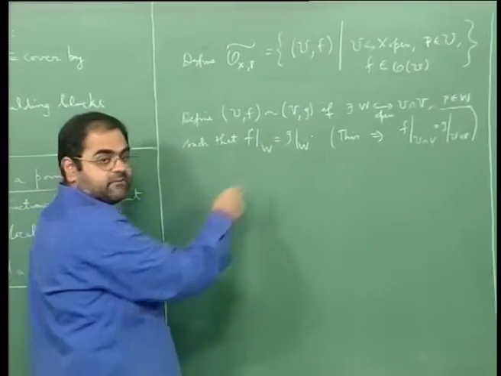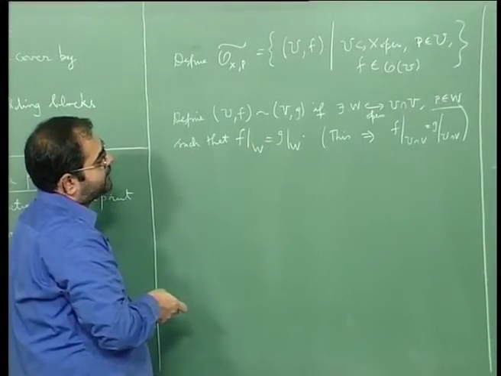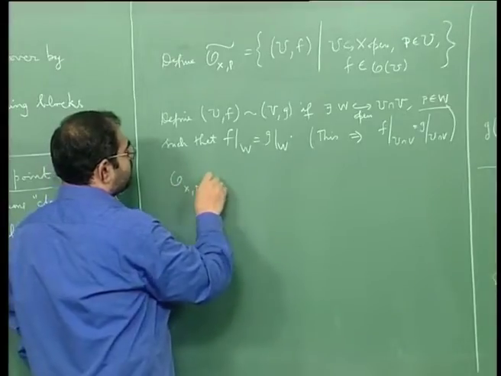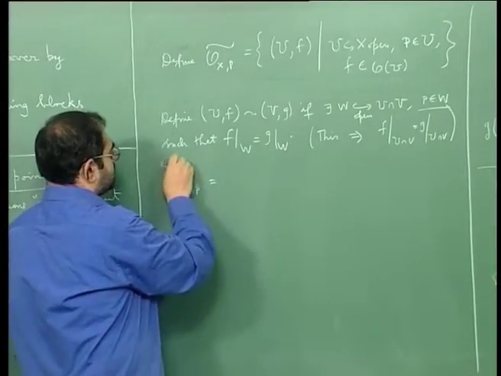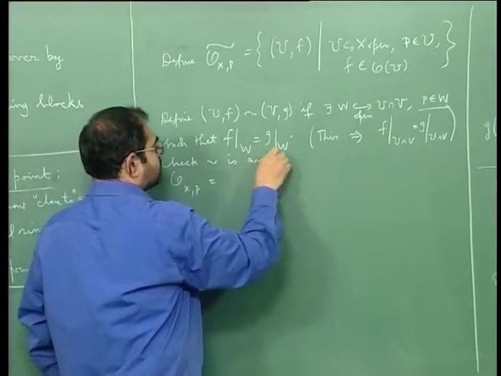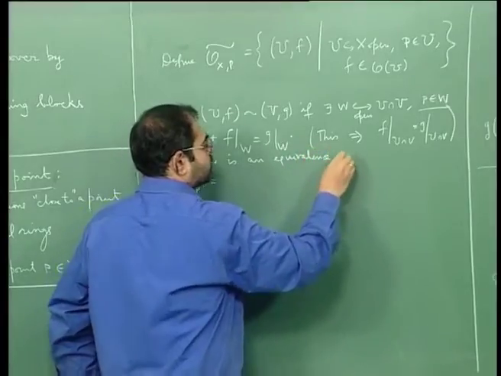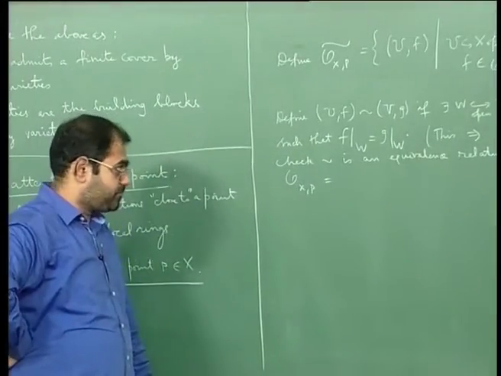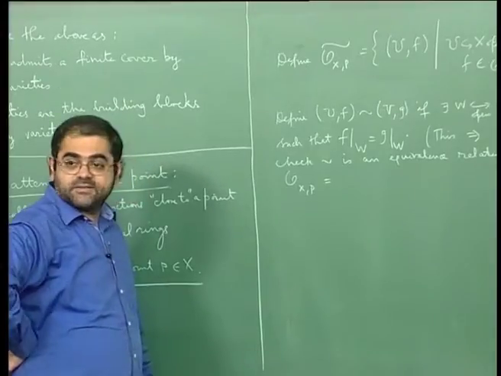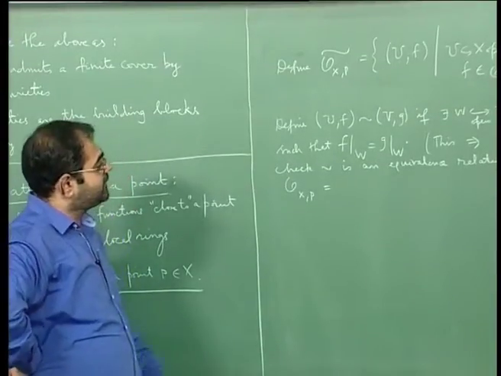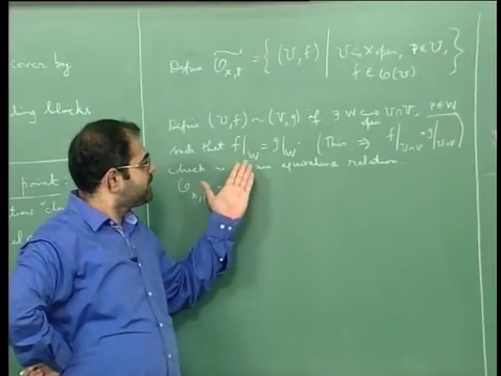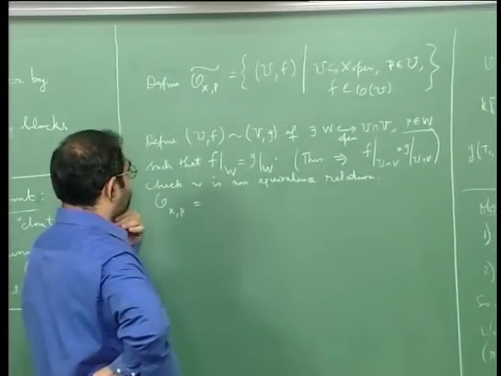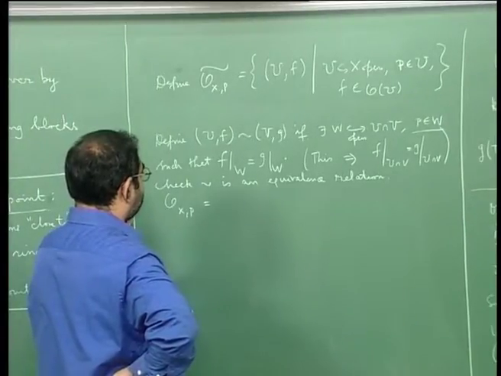So this is an equivalence relation, all right, and now you define O_{X,P} to be the set of equivalence classes. Check this is an equivalence relation. That's very trivial, because obviously it is reflexive, symmetric, and for transitivity that's also quite obvious. So this is certainly an equivalence relation.